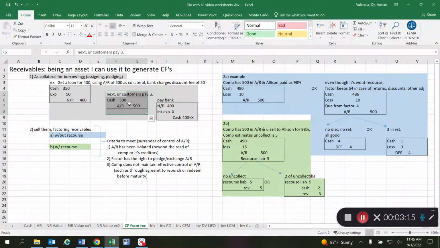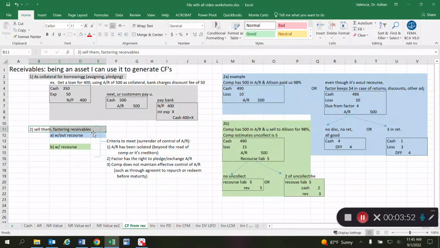Now contrast that to what we will do when we sell the receivables. That's what this is right here. So companies can, like I said, borrow against the receivables or outright sell those receivables. And sometimes one of the advantages of selling your receivables is that by selling them, you do not have to recognize a liability like you would in the case of assigning or pledging your receivables.